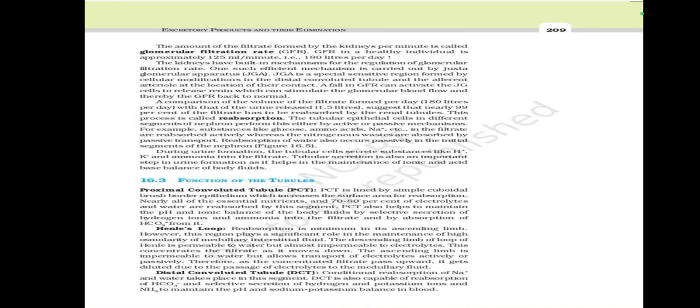Function of the tubules. Proximal convoluted tubule (PCT). PCT is lined by simple cuboidal brush border epithelium which increases the surface area for reabsorption. Nearly all of the essential nutrients and 70 to 80% of electrolytes and water are reabsorbed by this segment. PCT also helps to maintain the pH and ionic balance of the body fluids by selective secretion of hydrogen ions and ammonia into the filtrate and by absorption of HCO3 negative from it.